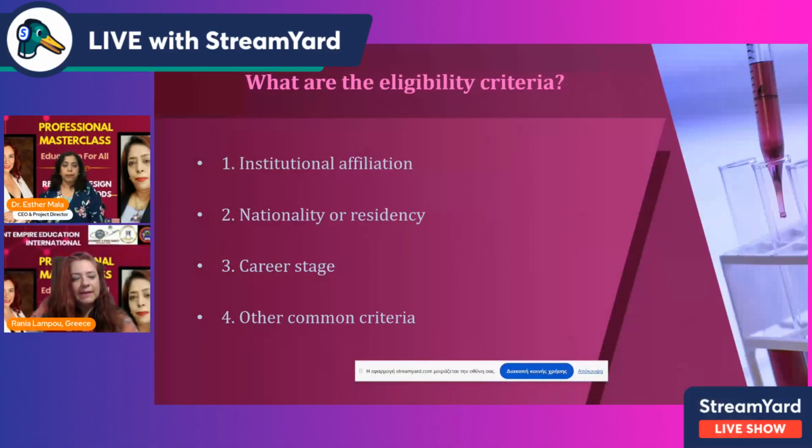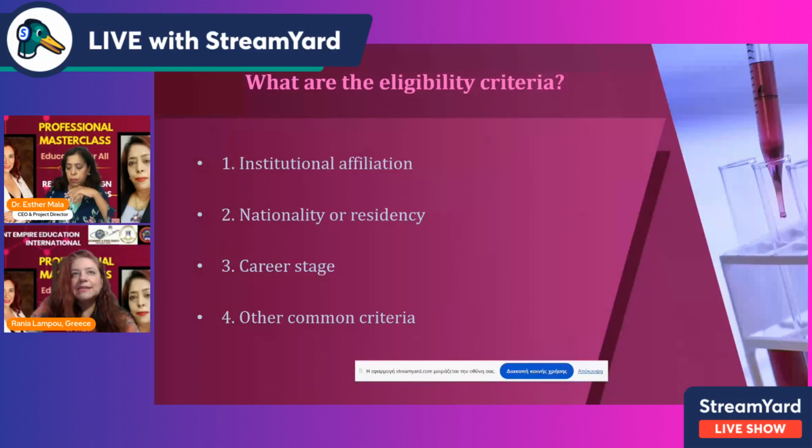And other common criteria could be the field of research. Some grants are discipline specific, so STEM or social sciences. The previous funding: certain grants may restrict applicants who already have substantial funding. The ethical and legal compliance, for example, projects involving human subjects or animals or sensitive data often require prior ethical approval. And proposal quality, because some grants require evidence of preliminary work, feasibility, or institutional support letters.